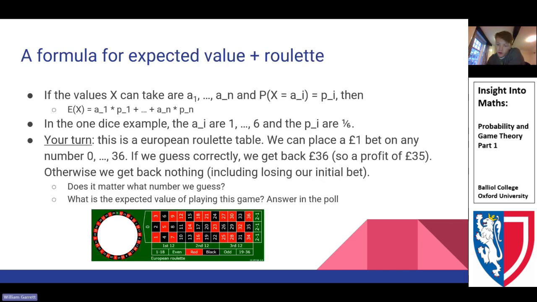Now we're going to look at a more general formula for expected value. In our case, we had a dice that could take different values 1, 2, 3, 4, 5, and 6. Each of those happened with the same probability, 1 over 6. And so we just added up 1/6 times 1 plus 1/6 times 2 plus and so on, up to 1/6 times 6.